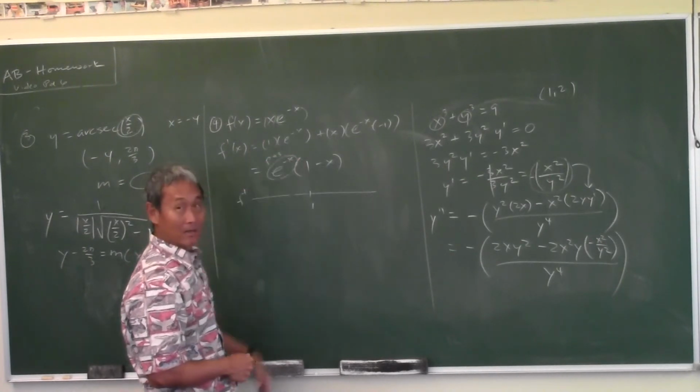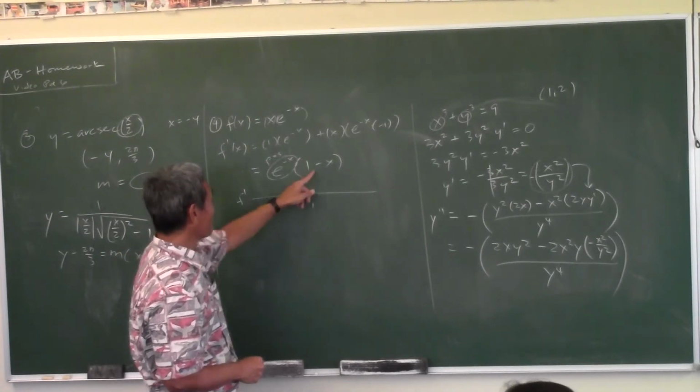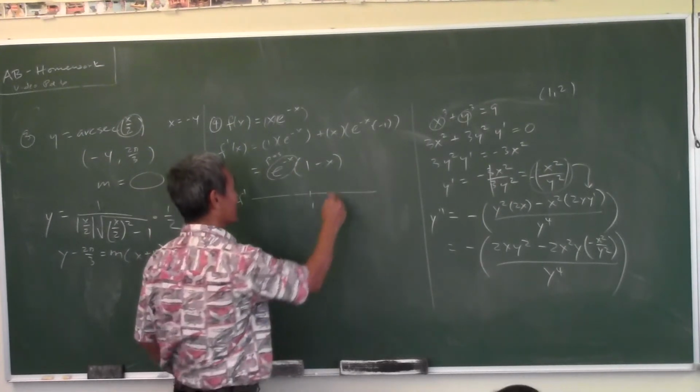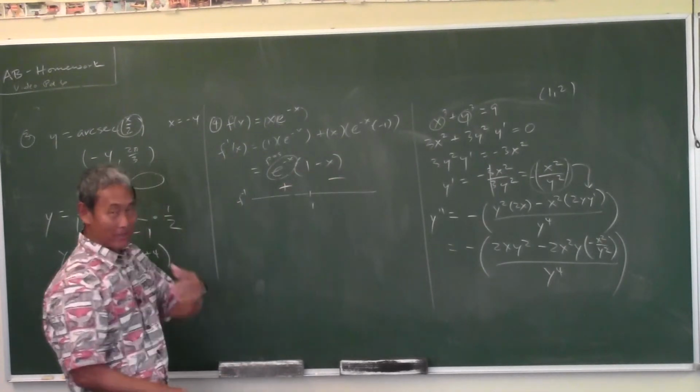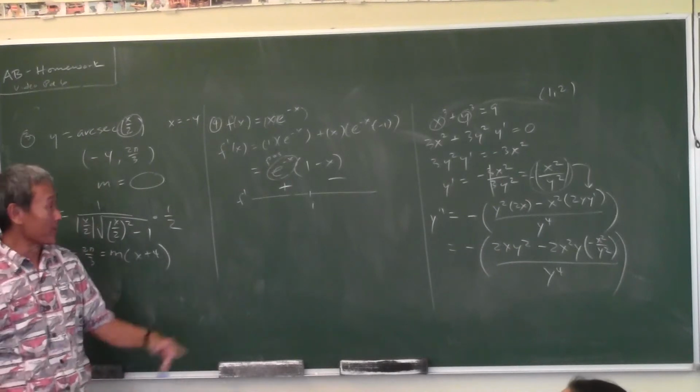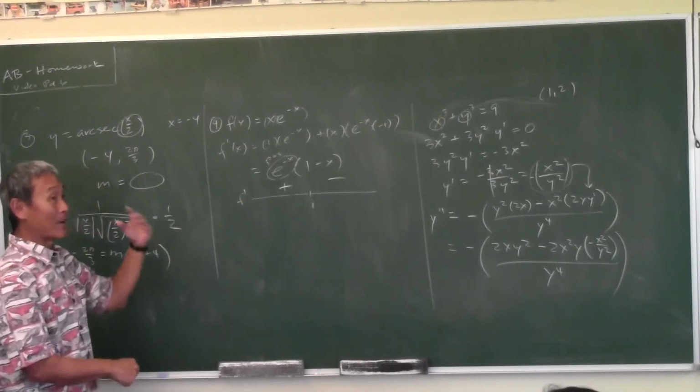So plug in a number bigger than 1. 2. 1 minus 2 is negative. Negative times positive. So the number line looks like that. I think you can answer the question now. Greater than 0 means the plus now. Now we got to do second derivative.